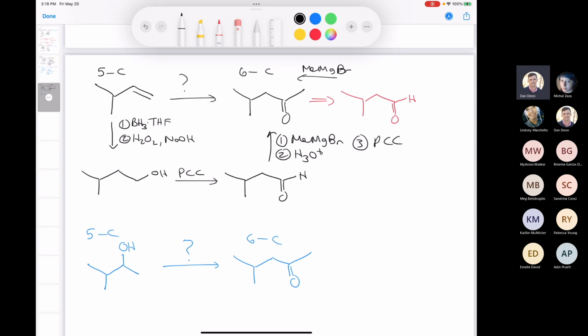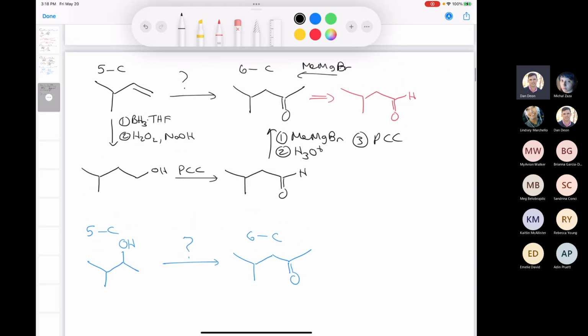There is another way that you could do this one, though. No, I think that's probably the best way to do it. Anyhow, let's move on to the next one.